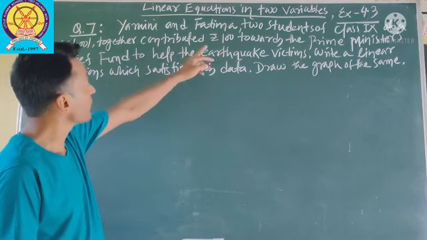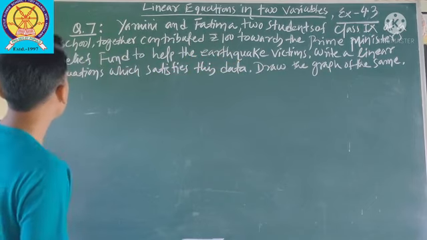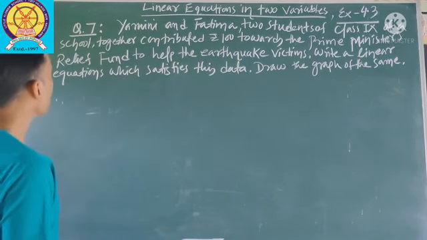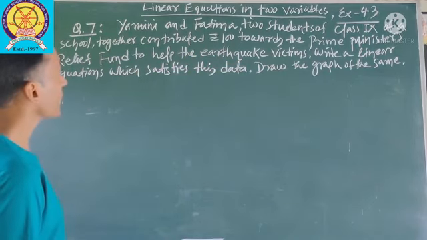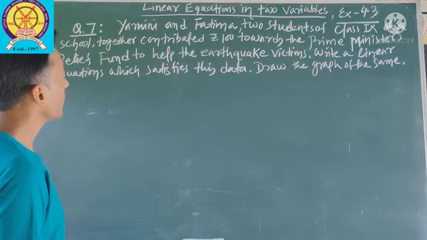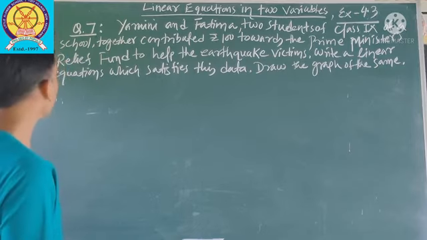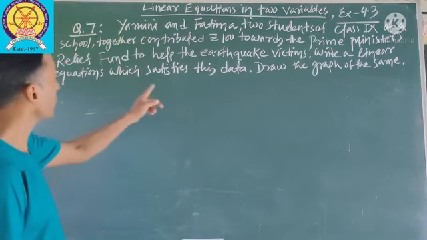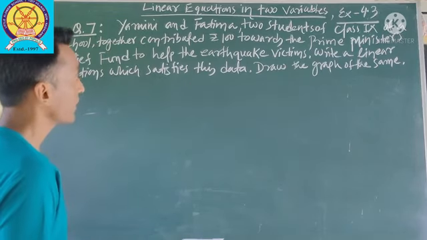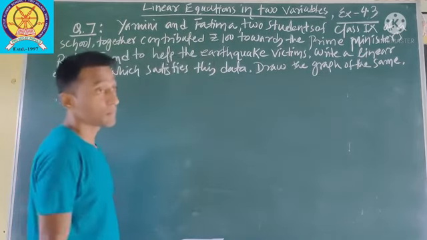Yamini and Fatima, two students of class 9 of a school, together contributed rupees 100 towards the Prime Minister Relief Fund to help the earthquake victims. Write a linear equation which satisfies this data. Then draw the graph of the same.